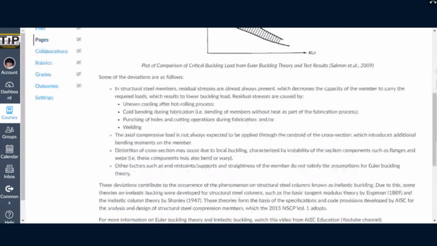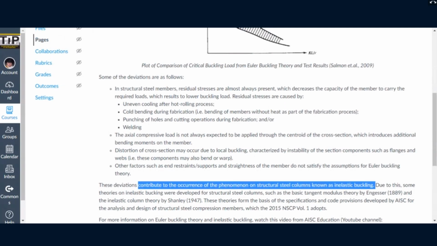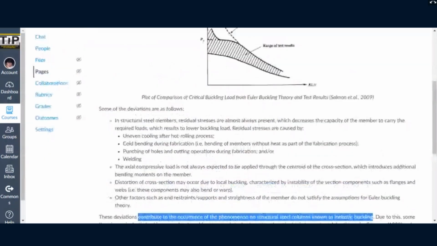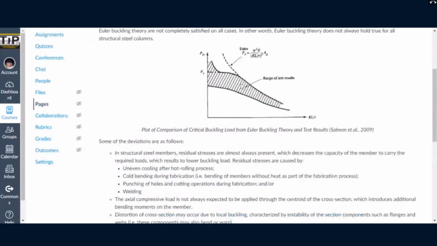Okay, so in this case, this contribute to the occurrence of the phenomenon known as inelastic buckling. So, lahat ng to nagko-cause ng tinatawag na inelastic buckling. So, especially for columns with small slenderness ratios, inelastic buckling yung go-govern na buckling mode. Unlike for longer columns, long columns with the higher slenderness ratios, slender columns natin. So, ang nag-govern dito is yung Euler buckling or elastic buckling.